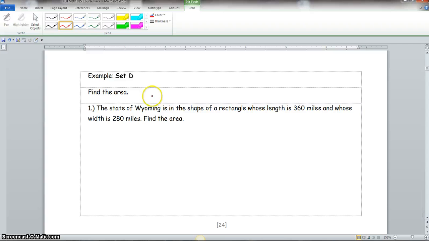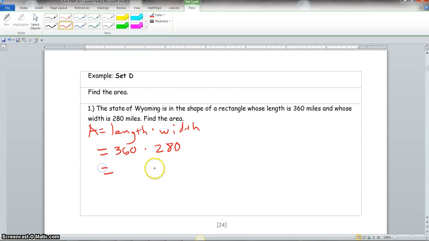Now, let's look here at example set D. It says the state of Wyoming is in the shape of a rectangle whose length is 360 miles and whose width is 280 miles. Find the area. Now, we know area is equal to the length times the width. Now, the length is 360. We'll add in the miles later, times 280. Now we know our final answer would end with two zeros. So we could go off to the side here and take 36 times 28.